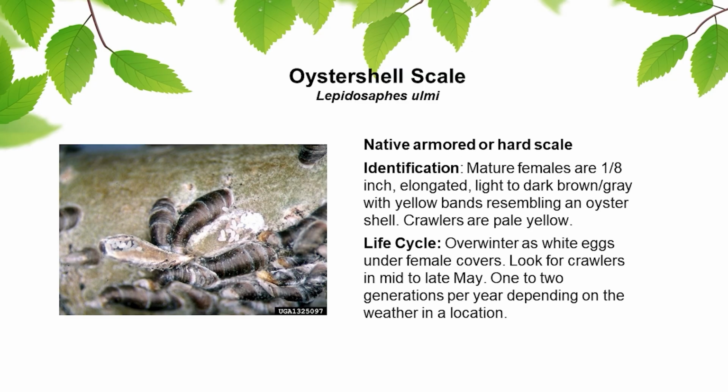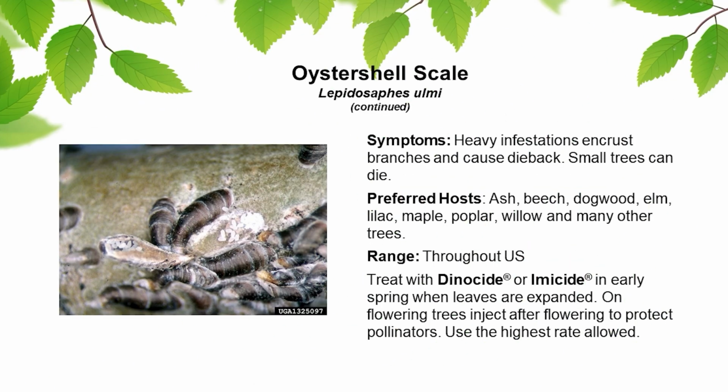Oyster shell scale overwinter as white eggs under the female's waxy cover. The eggs hatch into crawlers that emerge in mid to late May through June. There can be 1 or 2 generations per year, depending on the weather. Symptoms of a heavy infestation include shell-encrusted branches and branch dieback. Heavily affected small trees can die if they are not effectively managed.